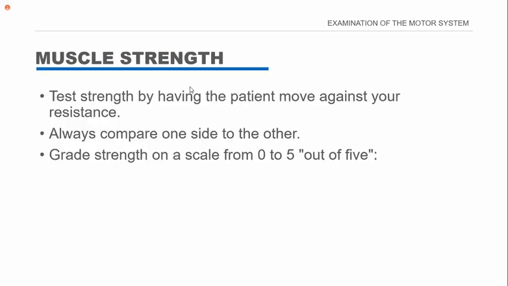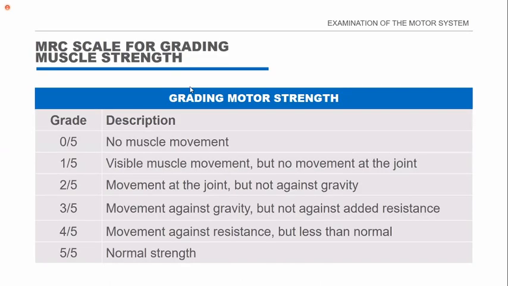Then how to test muscle strength? Muscle strength is tested by having the patient move against your resistance, against your power. You always compare one side to the other. Muscle strength is graded on the MRC scale from 0 to 5. So this is the MRC scale for grading muscle strength.